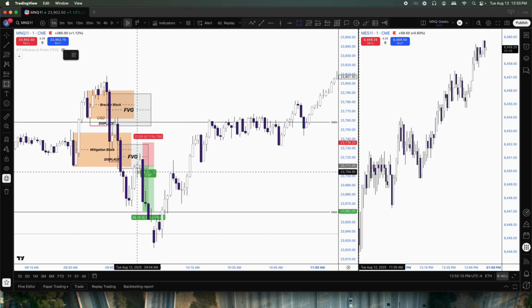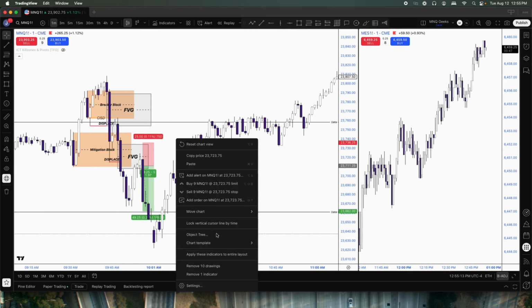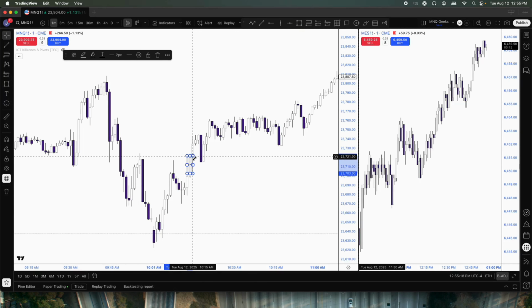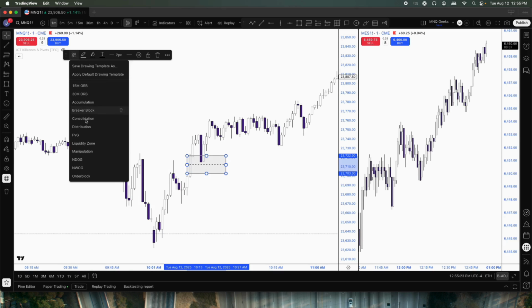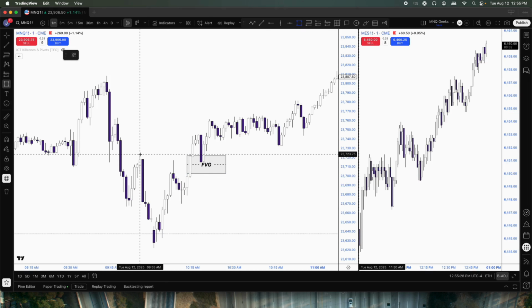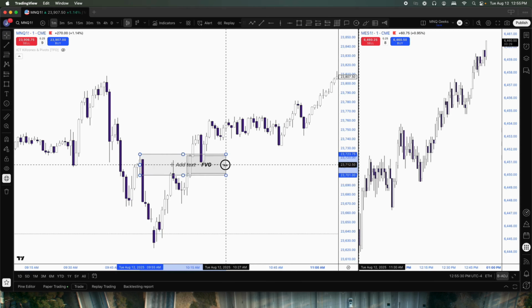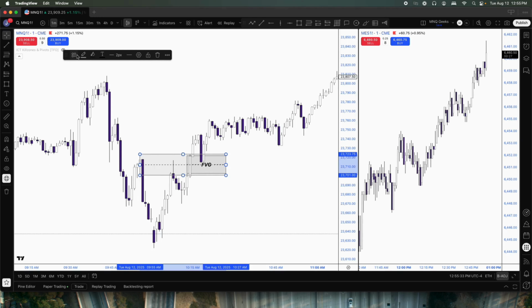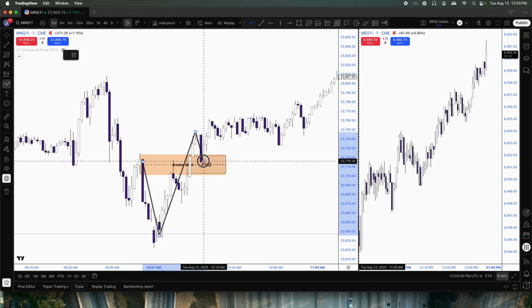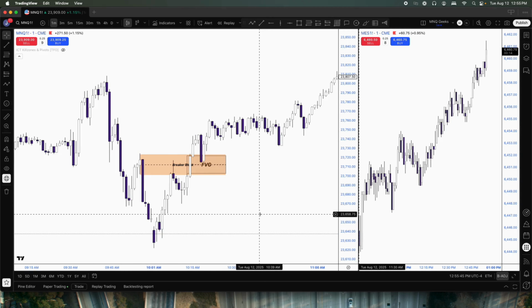But as you guys can see right here, let me delete all the drawings. We have this fair value gap that displaces above our previous high. We also have this one becoming a breaker block once we close outside of it. And what happens? Breaker blocks usually always get retested, guys. I'm telling you. Breaker blocks usually always get retested.